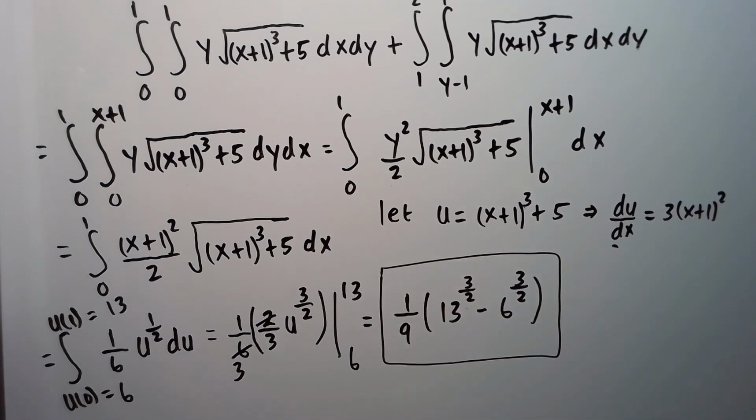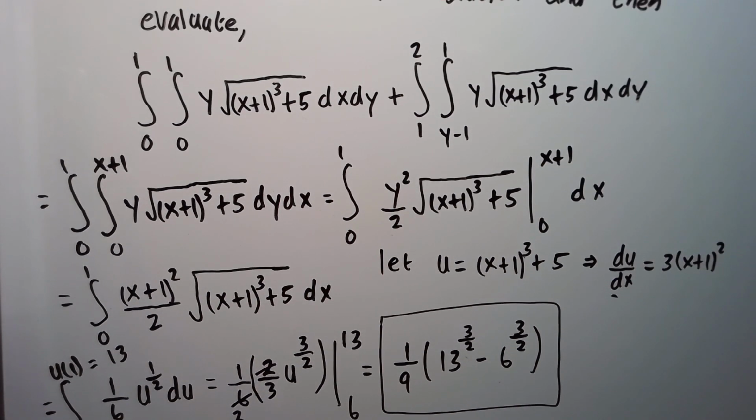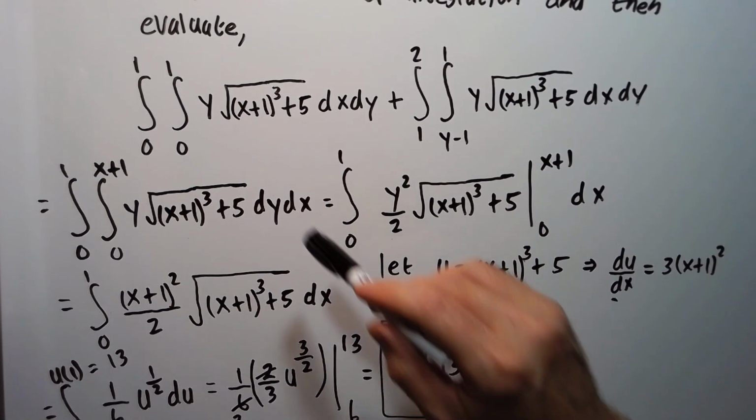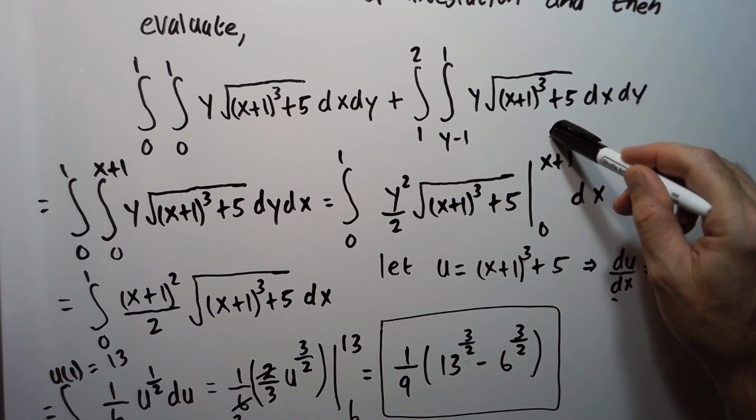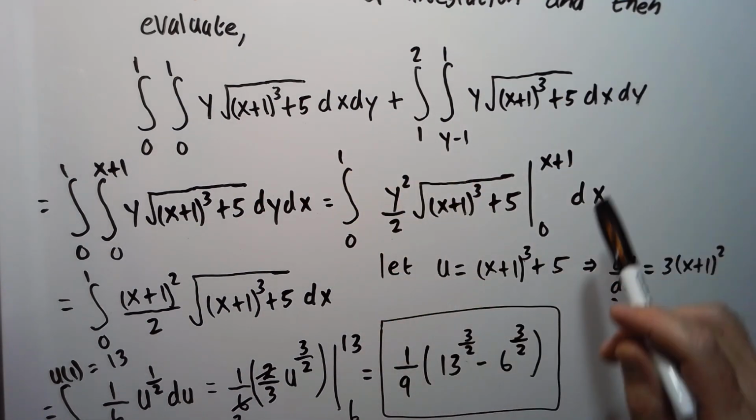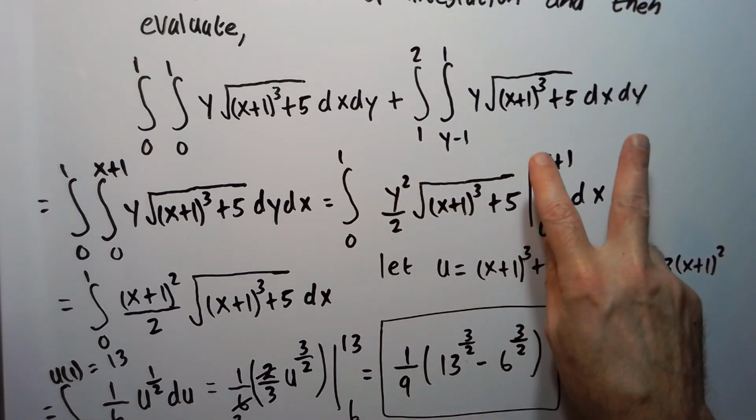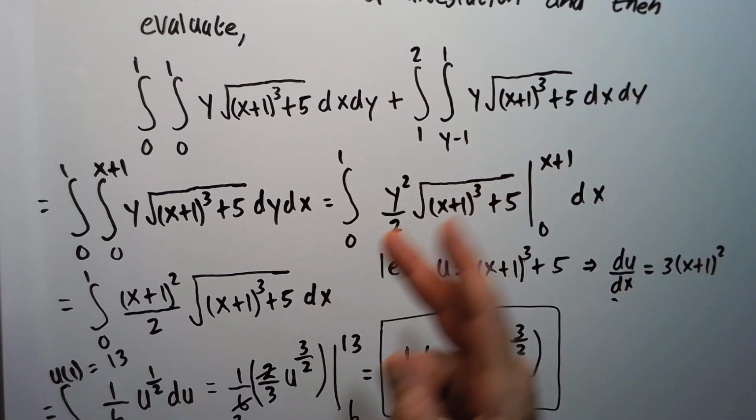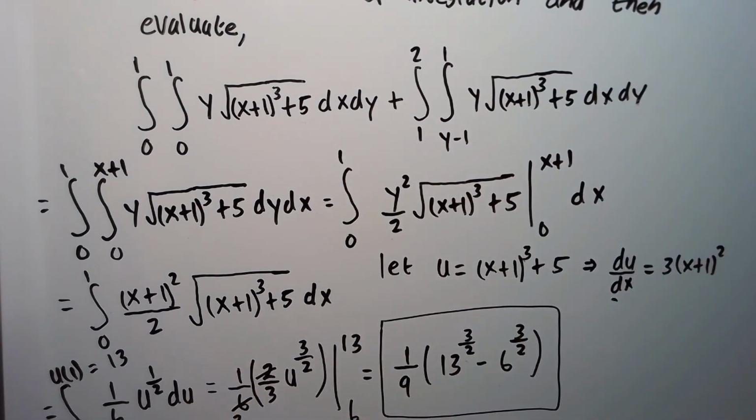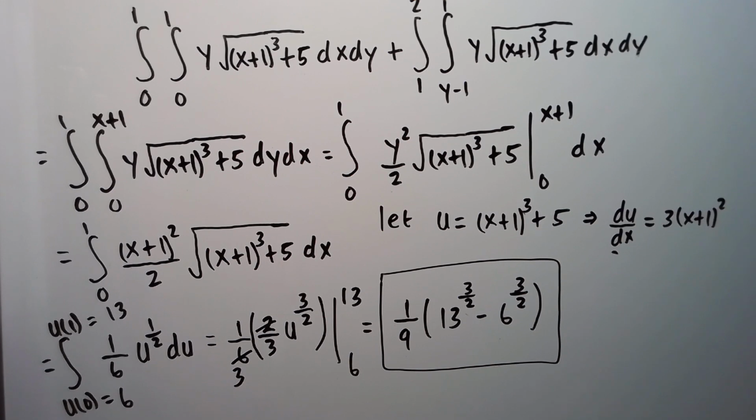Okay, so we're done. Just to summarize, initially we were unable to integrate this doing dx dy. So we graphed the region, switched the order of integration, and then we were able to integrate it and get our answer. Okay, so we're done.